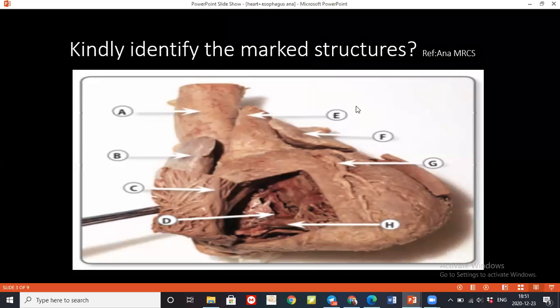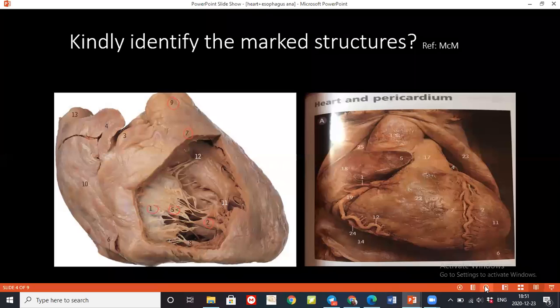Okay, can you please identify the structures here? Number 9. This is the pulmonary trunk. Okay, structure 9 is the pulmonary trunk. Yes, and 7, please. This is the infundibulum of the right ventricle. Yes, very good. Number 1 here. This is the chordae tendineae. Okay, anterior cusp of tricuspid valve.